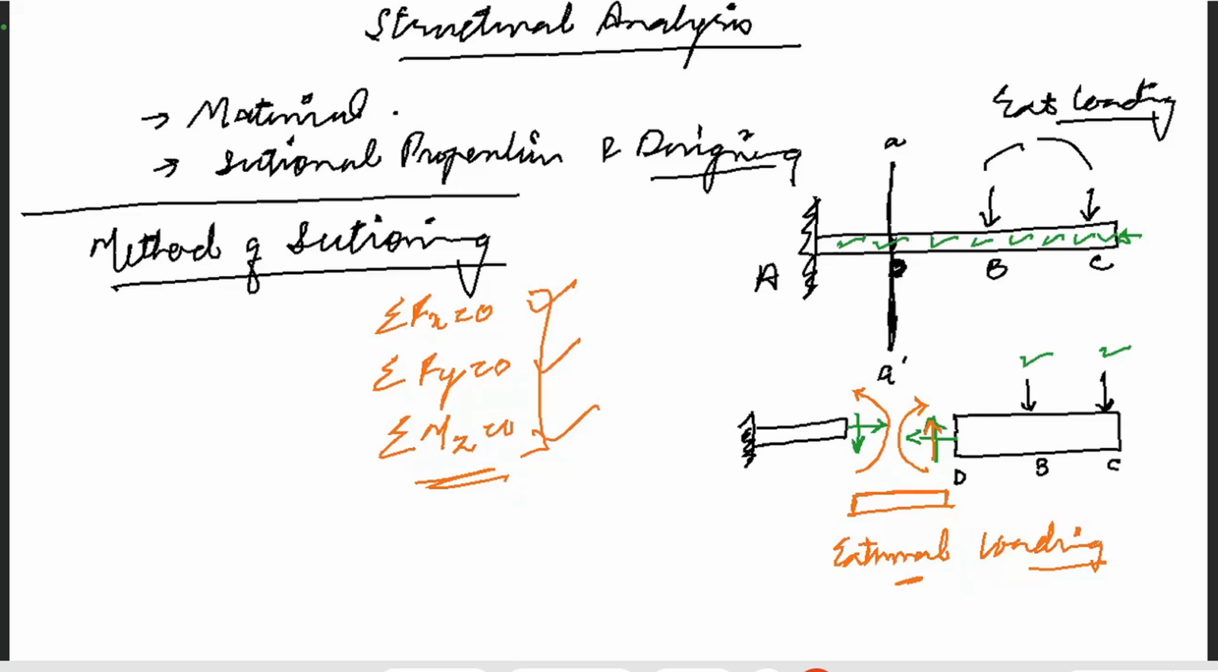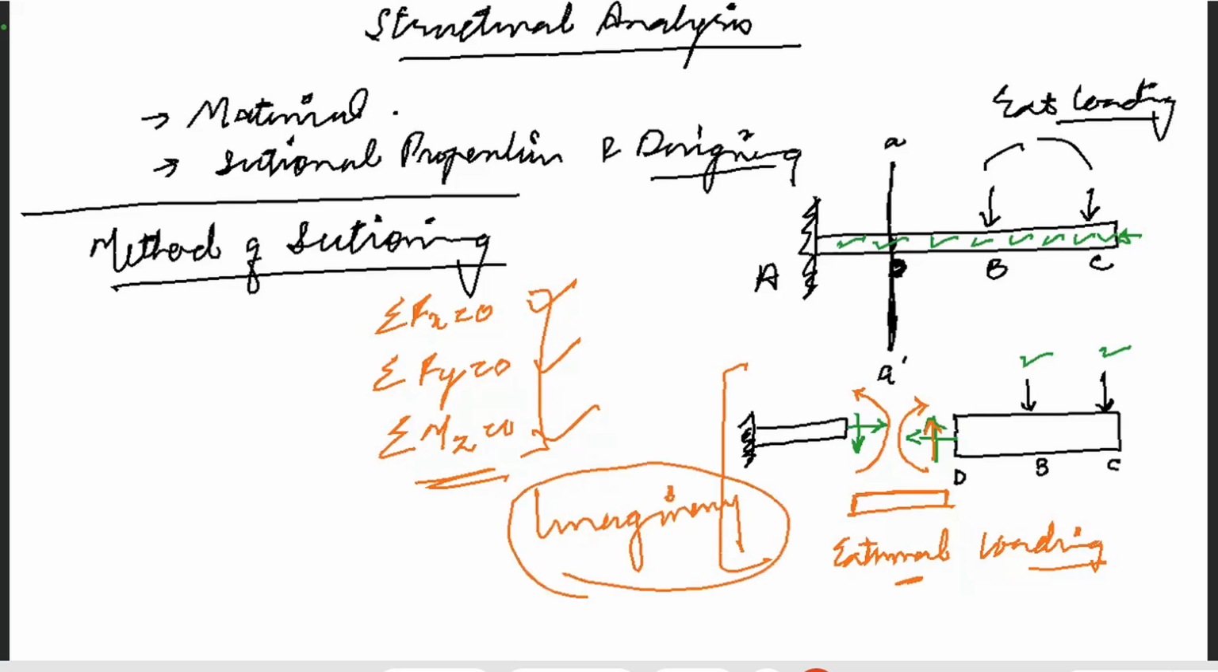Now you have to calculate these values. Actually, this is all imaginary. This is not actual. You are imagining it. You are imagining that at every point on the beam, there will be one normal force, there will be some force in x direction, some force in y direction, and there will be a movement.